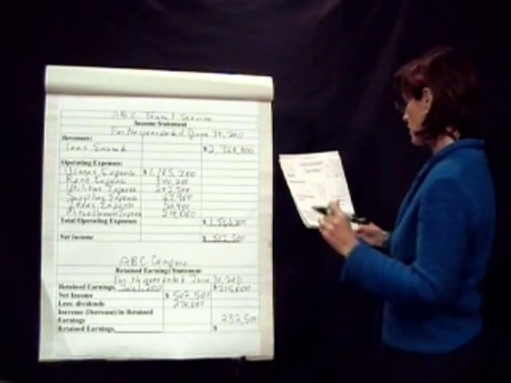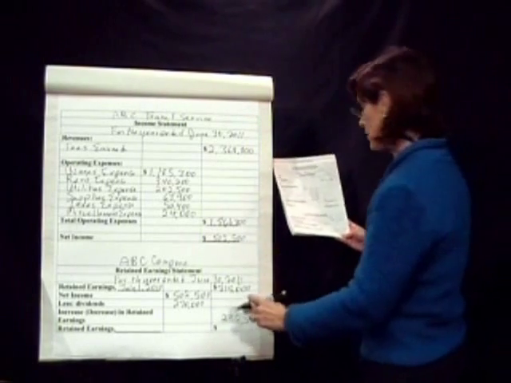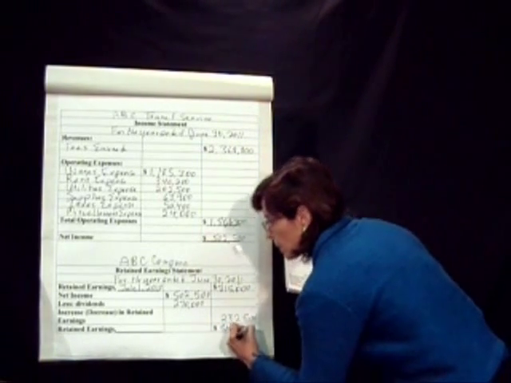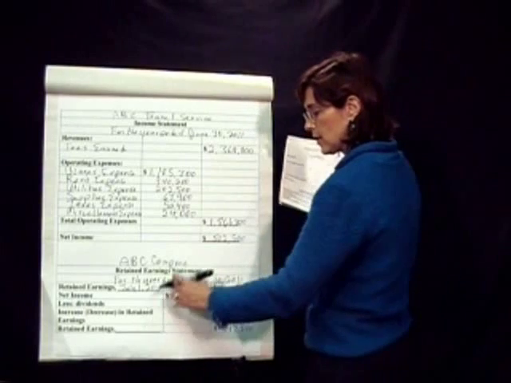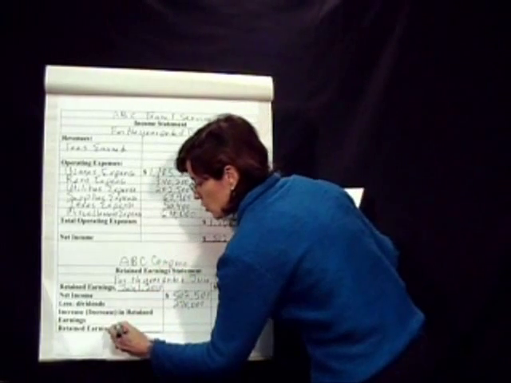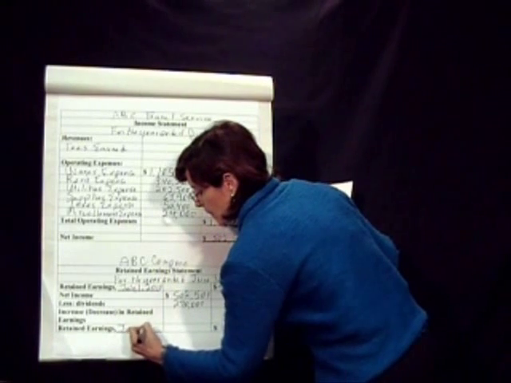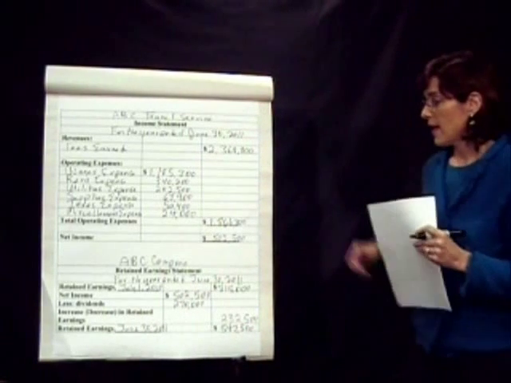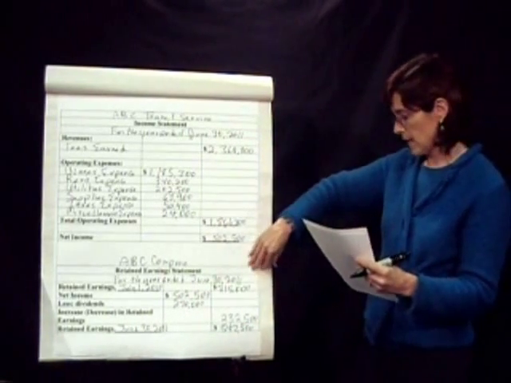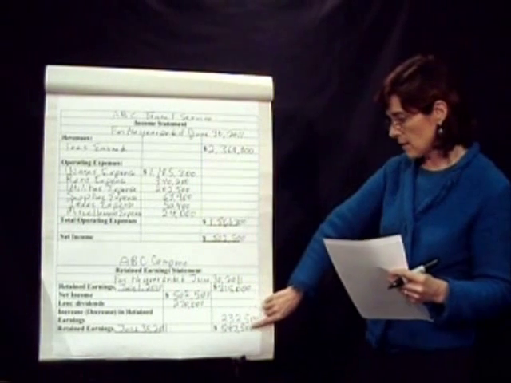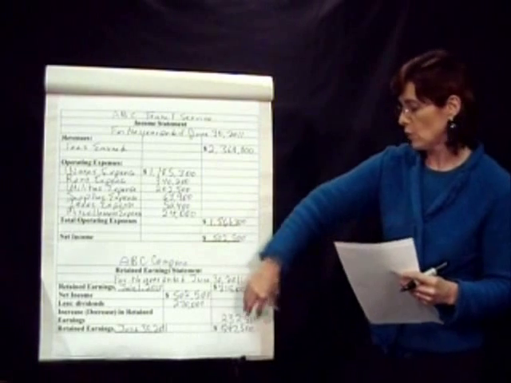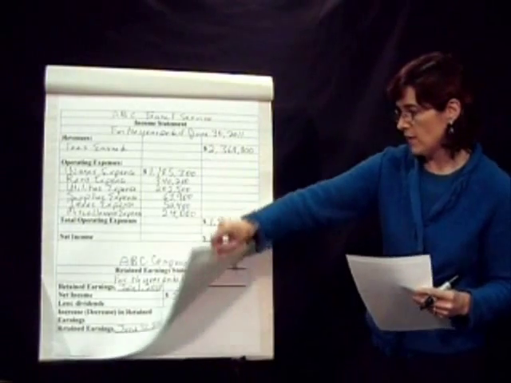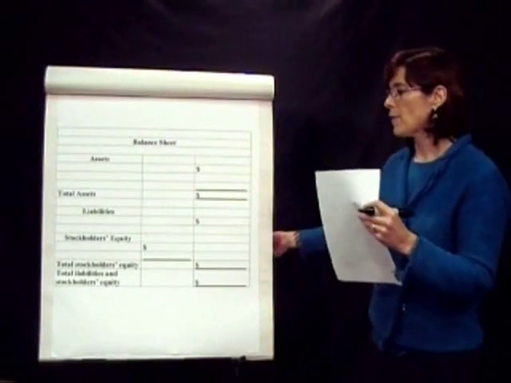We're going to add that to retained earnings that we had at the beginning of the period, to give us ending retained earnings, which should be $547,500. And the date we're going to put in here is the date of the statement, which is June 30, 2011. If we turn the page, you'll find on your next page another statement. This number here we're going to have to use on the next statement, which is our balance sheet. So we don't want to forget about that $547,500.